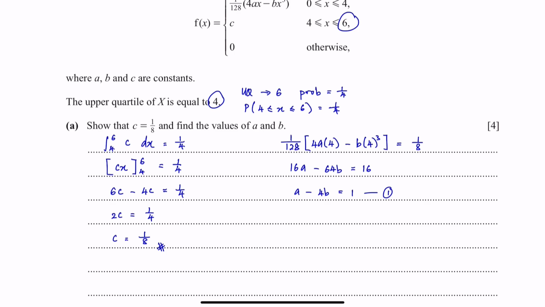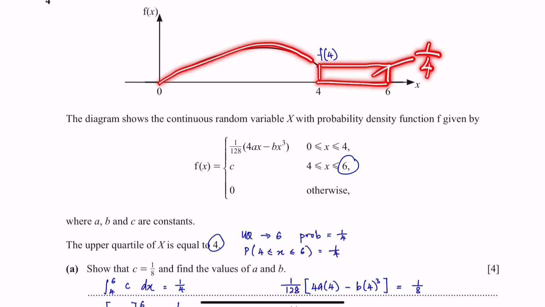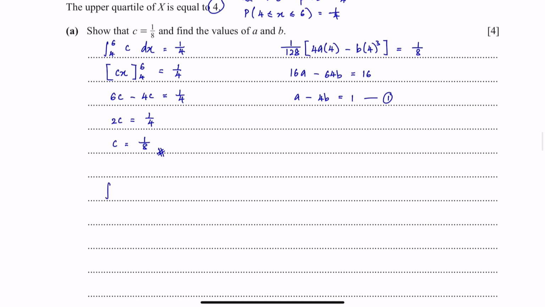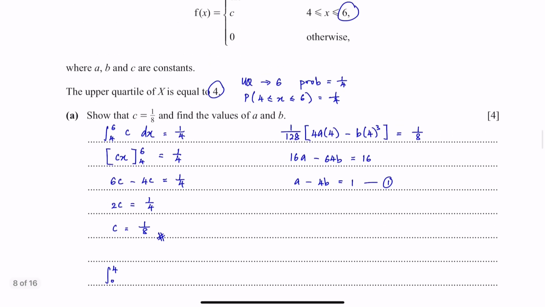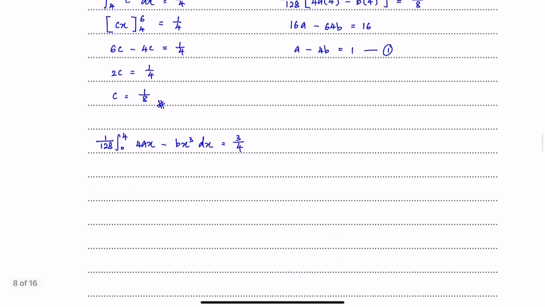And another piece of information: since we know that this area over here is 1 over 4, the area under this graph would now be 3 over 4, right? So the integration from 0 to 4 of the equation 1 over 128 times (4ax minus bx cubed) would be 3 over 4. So now we integrate this.